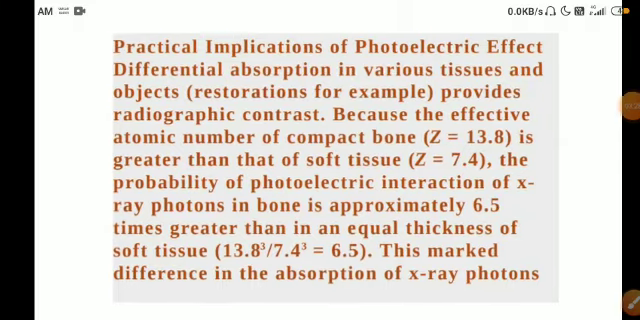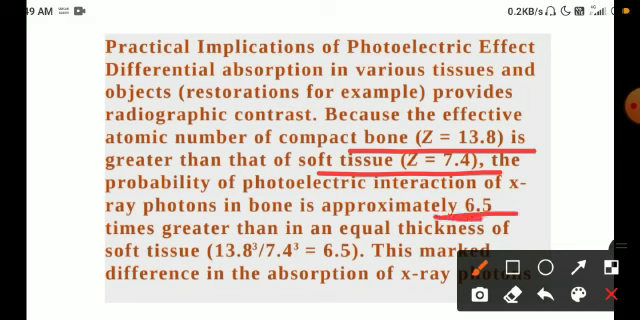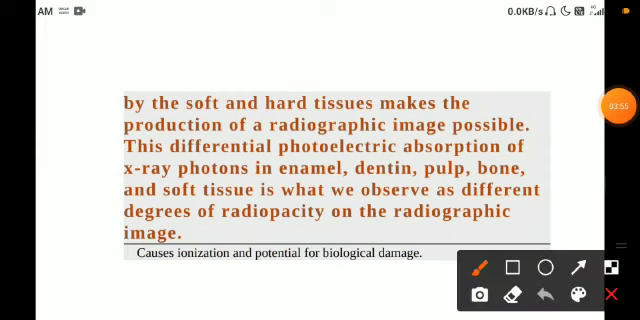Bone has a higher atomic number, 13.8, and soft tissue is 7.4. Therefore the probability of photoelectric interaction of an X-ray photon in bone is 6.5 times greater than in soft tissue. So this difference gives the diagnostic value of radiographic contrast. This difference in absorption of the photon radiation by the tissues gives the radiographic diagnostic value.